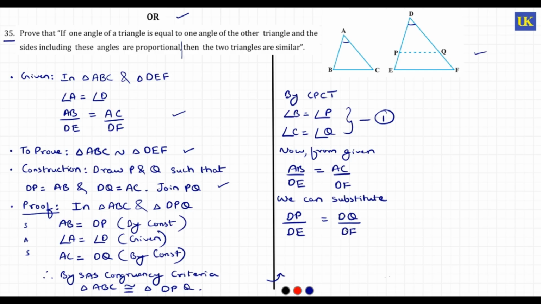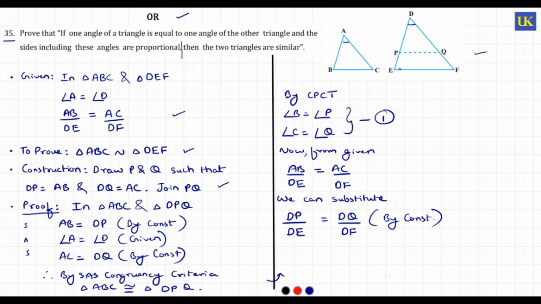Now, as per the changes I made by construction. So we know that by construction, I have written that dP is equal to AB and dQ is equal to AC. So instead of AB, I wrote dP, and instead of AC, I wrote dQ. I made these changes here. By construction.